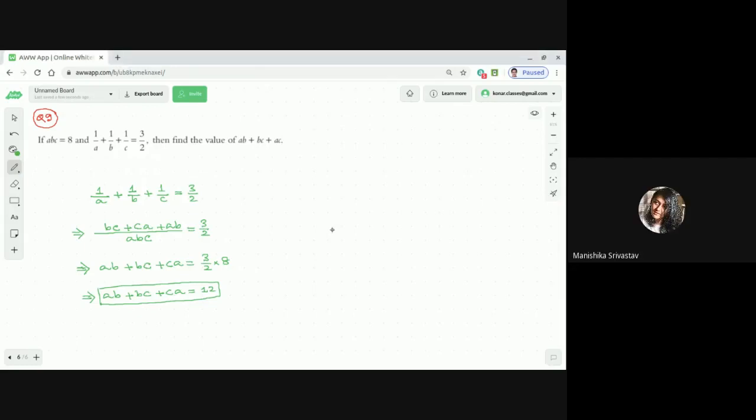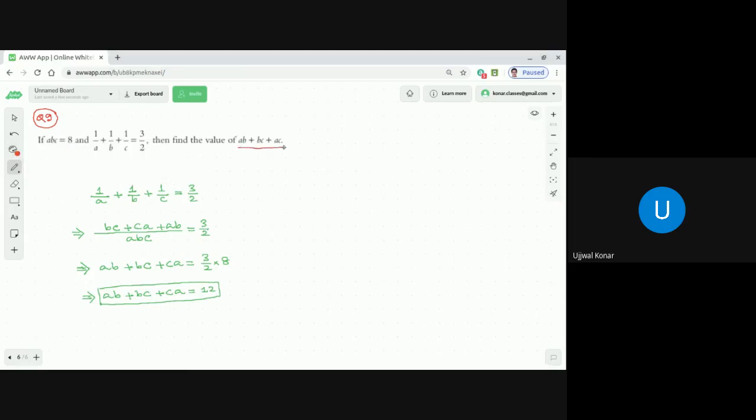So like ab plus bc plus ac. From abc is equal to 8, we can get to know that ab is equal to 8 by c. So like that you'll get 8 by c plus 8 by a plus 8 by b. And in this it's showing 1 by a plus 1 by b plus 1 by c is equal to 3 by 2. Okay, that also you can do. You also get the value from there.